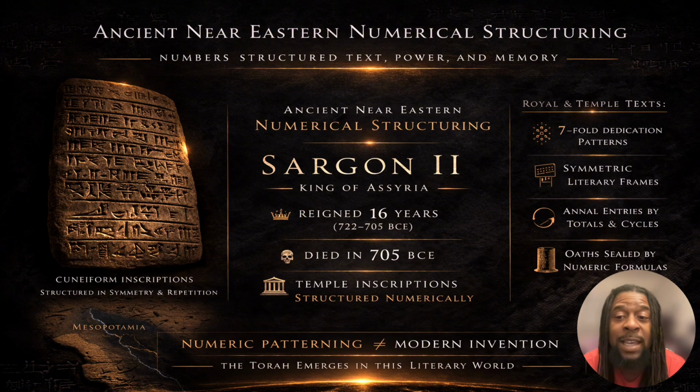For example, the Assyrian king Sargon II, who ruled from 722 to 705 BCE, left inscriptions that demonstrated carefully structured patterns in the way events and reigns were recorded. These texts were not random historical notes. They were deliberately arranged using numerical cycles and structural symmetry. This means something important. When we see numerical patterns appearing in the Torah, we are not importing a later mystical method. We are observing a literary technique that already existed in a broader ancient Near Eastern world in which the biblical text was written. Okay? Let's continue.